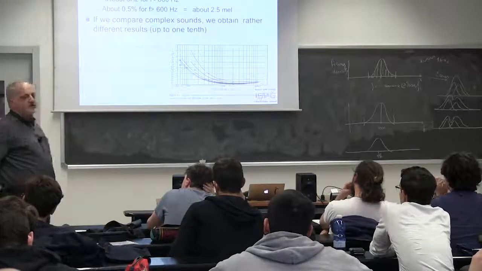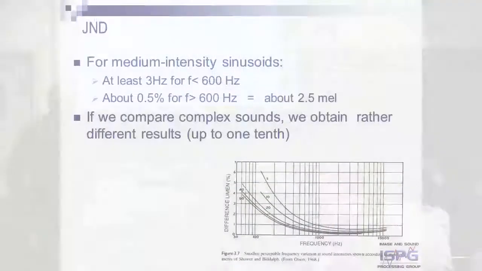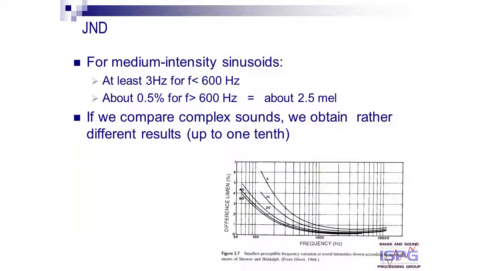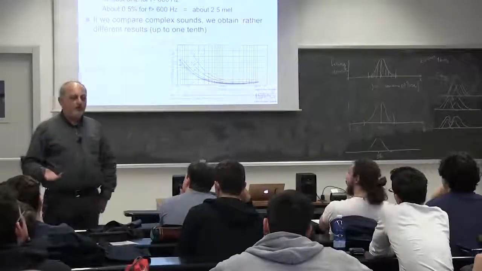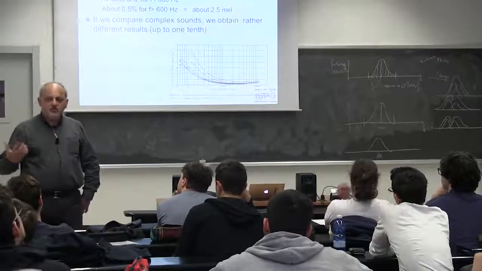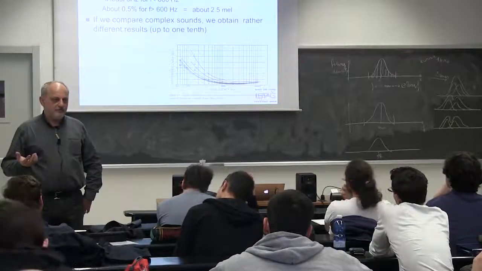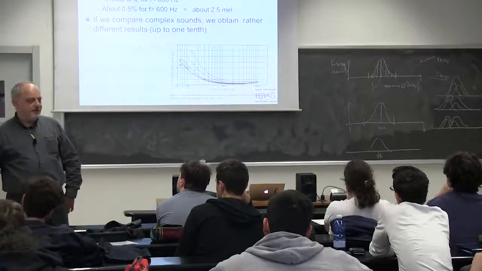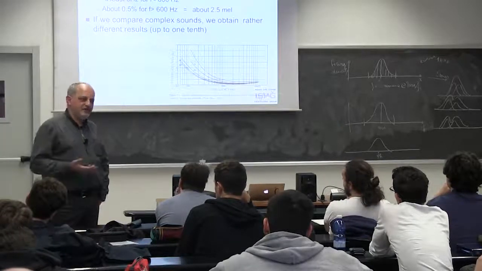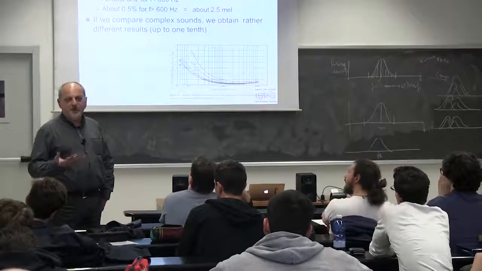For medium intensity sinusoids, and I insist on the word sinusoids, the just noticeable difference is about 5 per thousand of the fundamental frequency of the tone. Well, in this case, of the frequency of the sinusoid, because we don't have other tones other than the fundamental. Which means that if you have a tone of 1,000 hertz, we can detect changes in the order of 5 hertz. If you have it at 2,000, it'll be 10 hertz. If you have it at 600 hertz, it'll be 3 hertz, plus or minus 3 hertz.